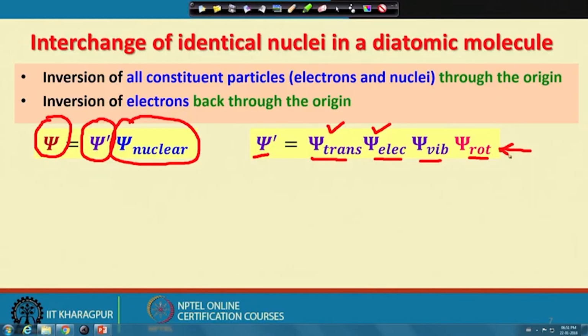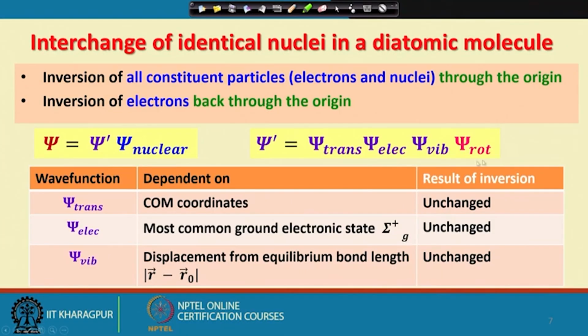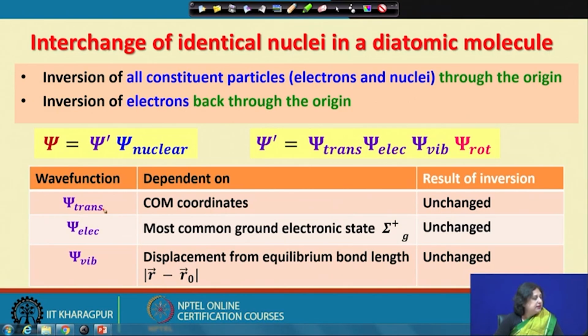So, once we have this in hand, the question is, when I do the inversion or carry out some kind of a coordinate transformation, what would be the result of such transformation on the different parts of psi prime? So, let us investigate the different parts of psi prime to start with, and this is what we get. Now, psi trans, the first term, depends only on the center of mass coordinates.